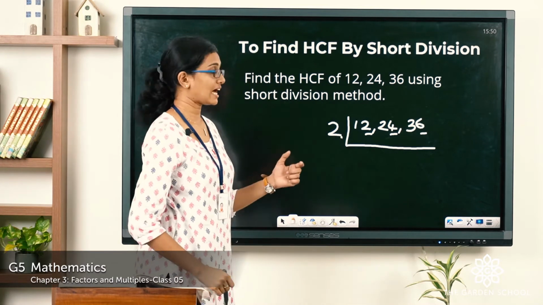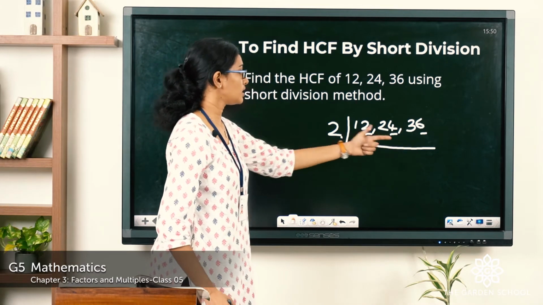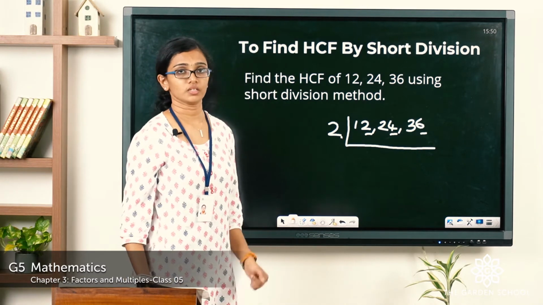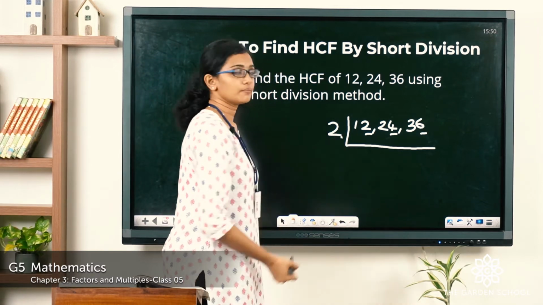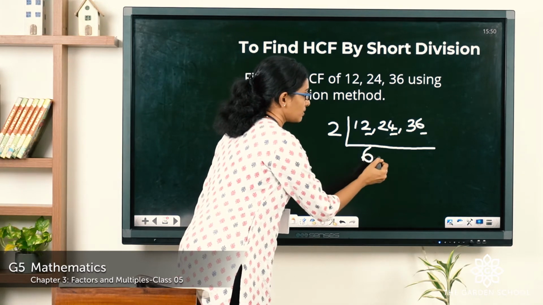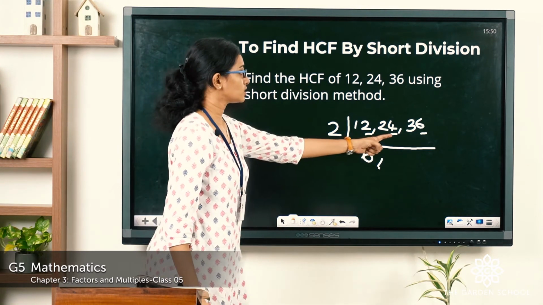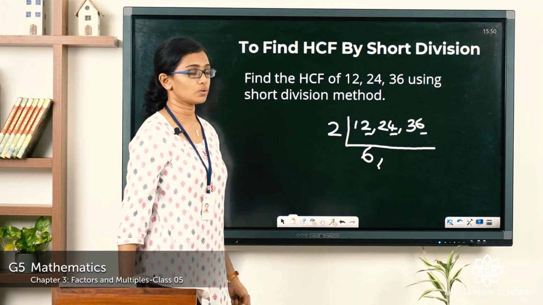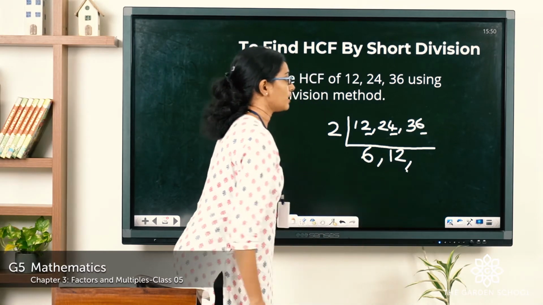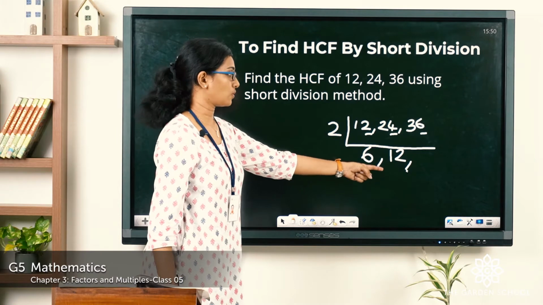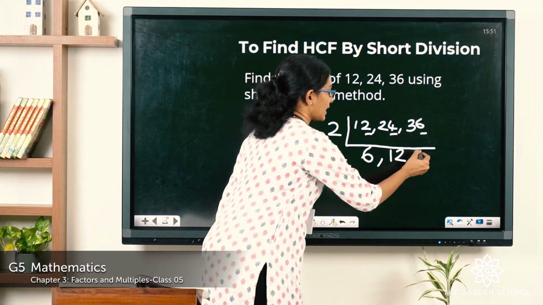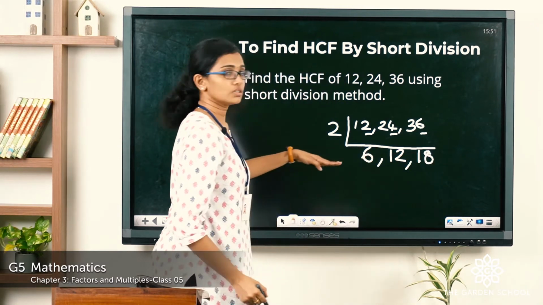Now what do you do? You divide each of these numbers by 2 and then write the quotient below the respective numbers. So here 12 divided by 2. What is 12 divided by 2? It is 6. So you write that quotient right below 12. You put a comma. Then you divide 24 by 2. What is 24 divided by 2? It is 12. You put a comma. You write that 12 below 24. Now 36 divided by 2. What is 36 divided by 2? It is 18.